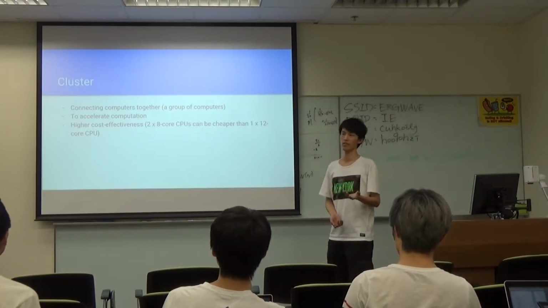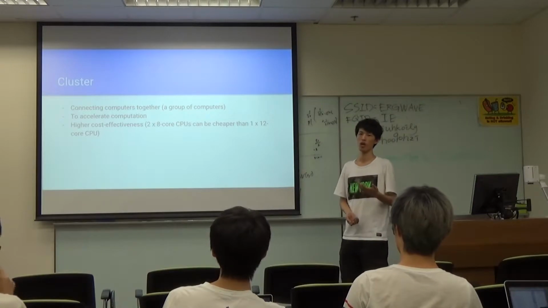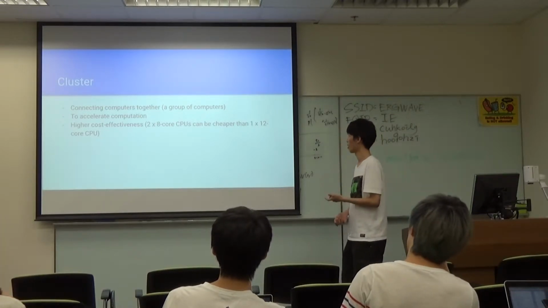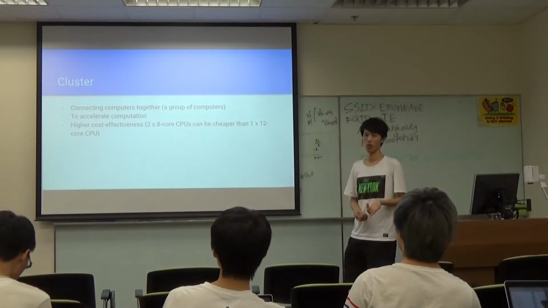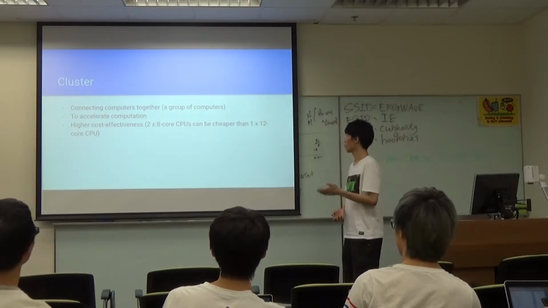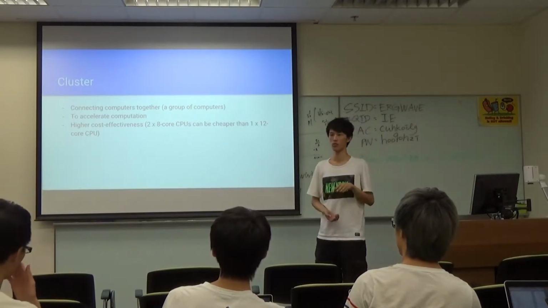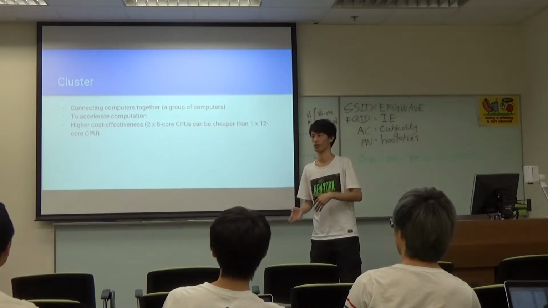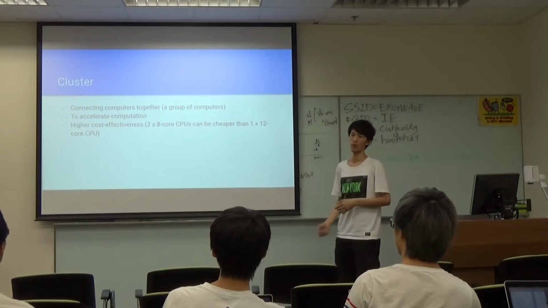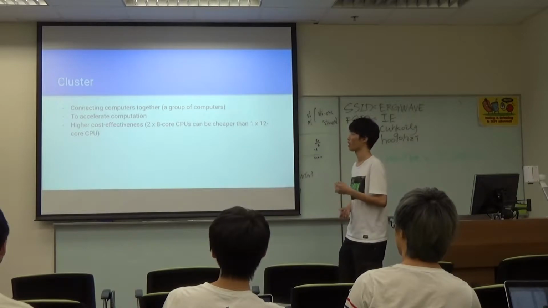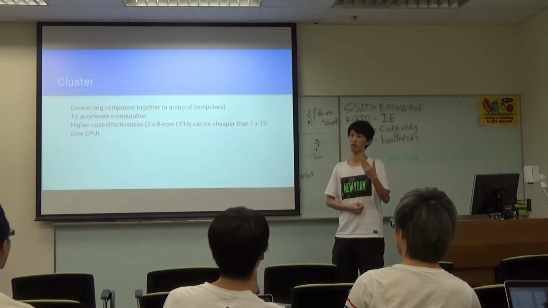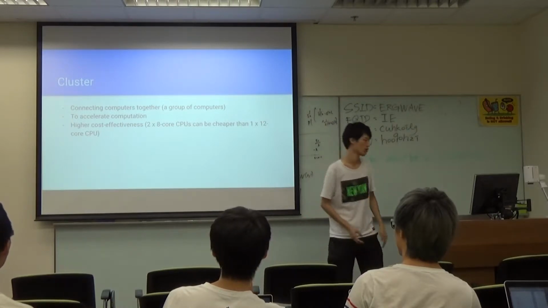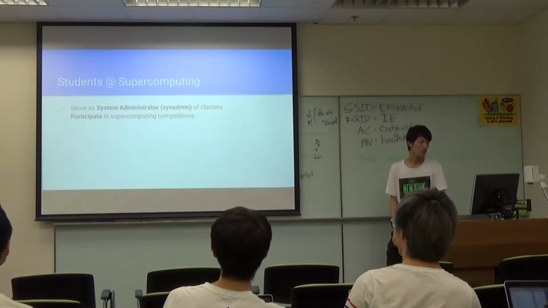And why do clusters exist? It's basically because of cost effectiveness. So imagine if you have some really high-end machines, maybe they have more than 8 cores, like 12 cores, or even more, but they can be much more costly than two computers with fewer cores. An example is that maybe two 8-core CPUs can be cheaper than one 12-core CPU. So that's why clusters exist, which provides a way to have lower cost but achieve higher performance.